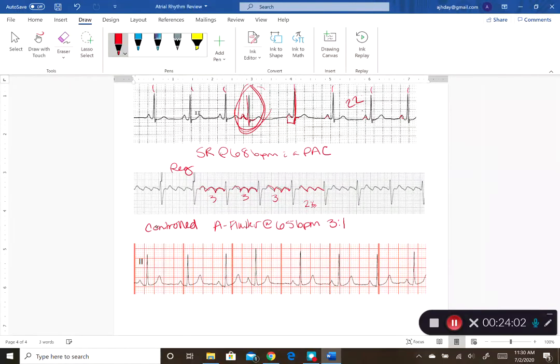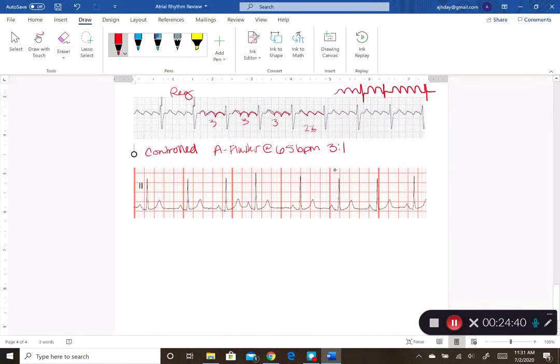Now keep in mind your conduction ratio could be variable. It would make your A flutter look irregular. What would cause a variable conduction ratio is that I just wouldn't have the same amount of flutter waves between each complex. So I could have 3 and then a QRS, and then maybe 2 and then a QRS, and then maybe 4 and then a QRS. I would still have those flutter waves, I just wouldn't have the same amount between each QRS. And instead of writing a conduction ratio, I would just write variable conduction ratio at the end there. I just wanted to make a note of that.